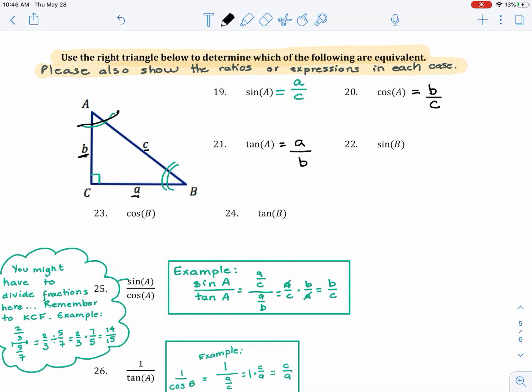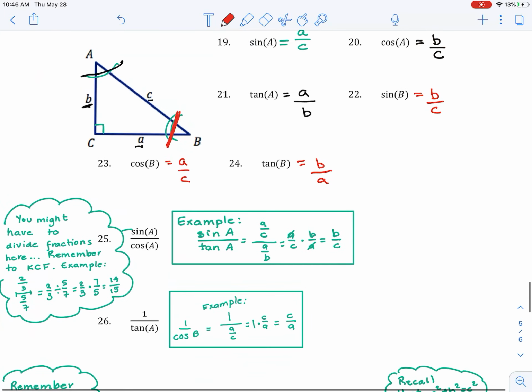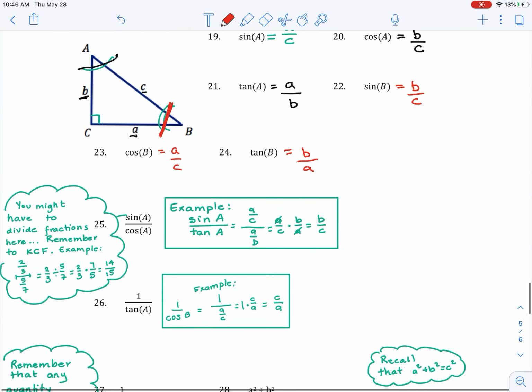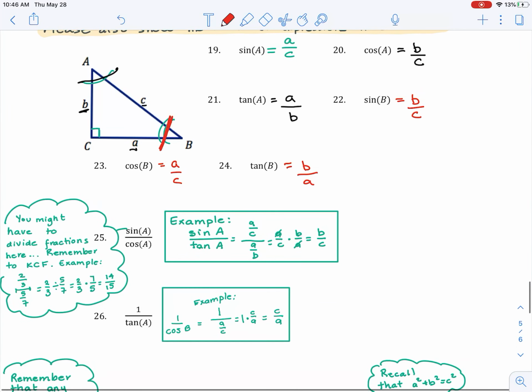And now we're looking at it from angle B. So from here, the sine of B would be the opposite over the hypotenuse. The cosine of B would be the adjacent over the hypotenuse. And the tangent of B would be the opposite over the adjacent. Okay, that first part is pretty easy, which is why I went pretty quick without a lot of explanation. If you were confused on that, you could look at previous videos that I've done on trigonometry.